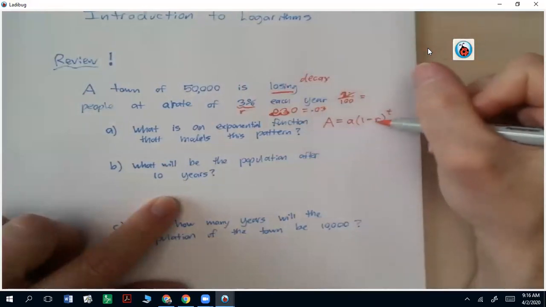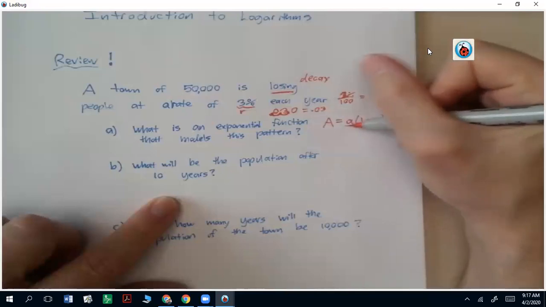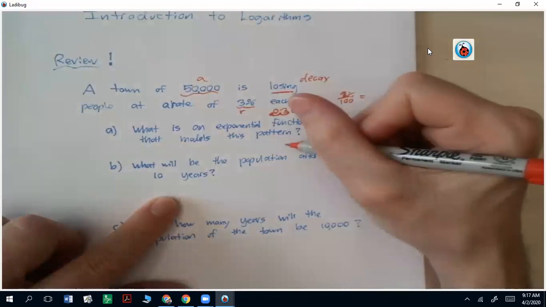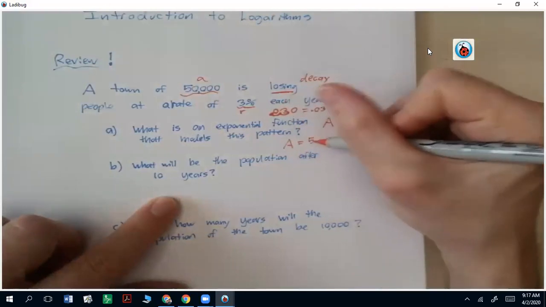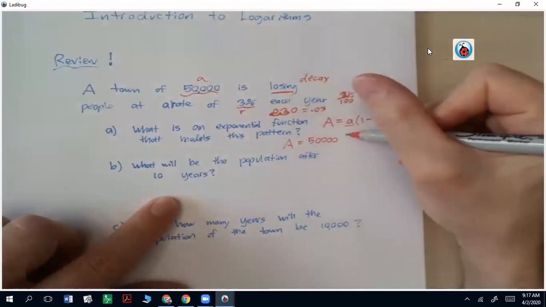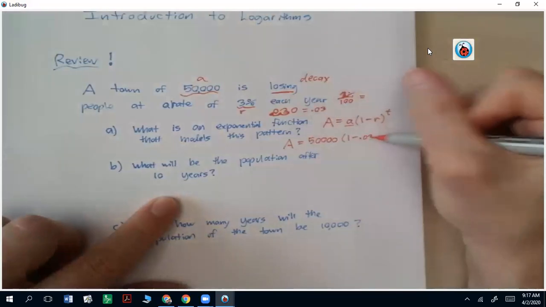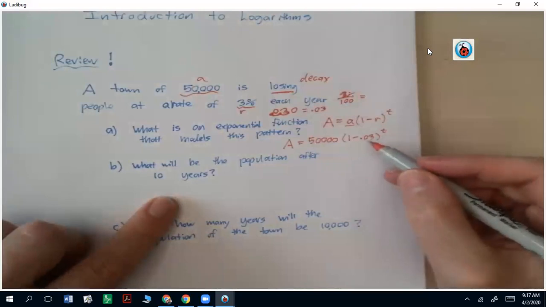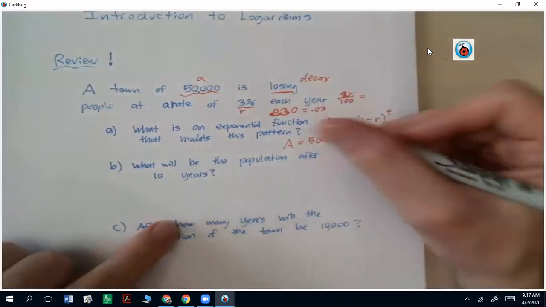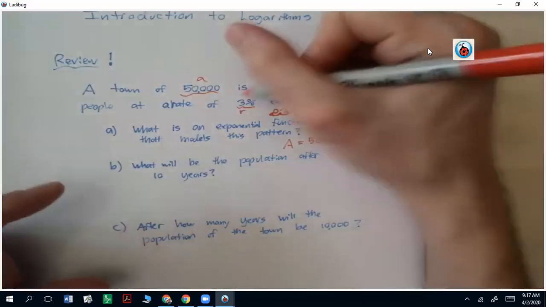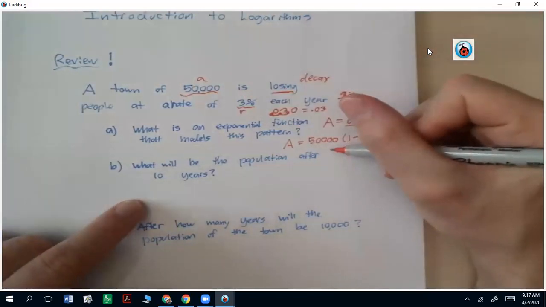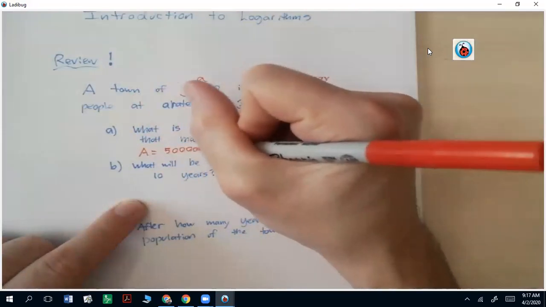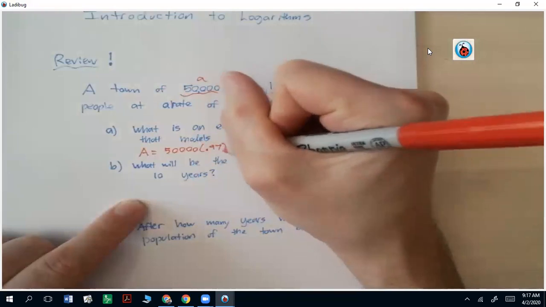So we want to subtract that from 1. Our a value, that's going to be your starting amount. That's 50,000. And so your function would be A equals 50,000, 1 minus 0.03, raised to the t power. And 1 minus 0.03, in the calculator, it's going to say 0.97, because that's really 100% minus 3%, which is 97%. So your function would be A equals 50,000, parentheses 0.97, raised to the t power.